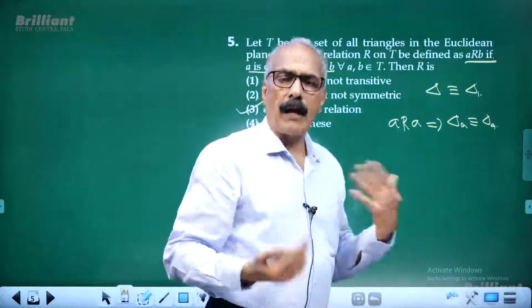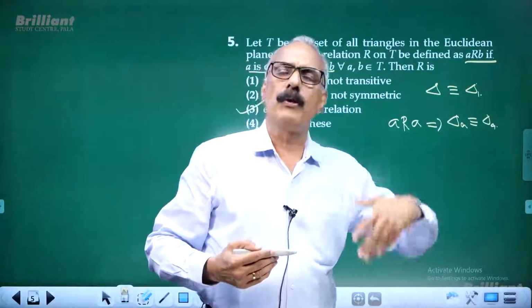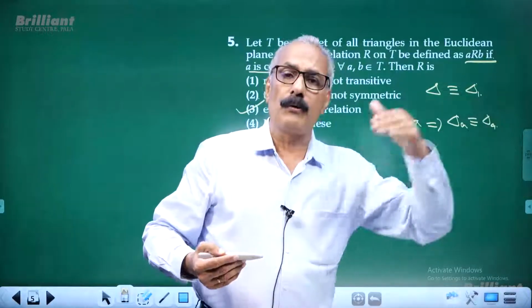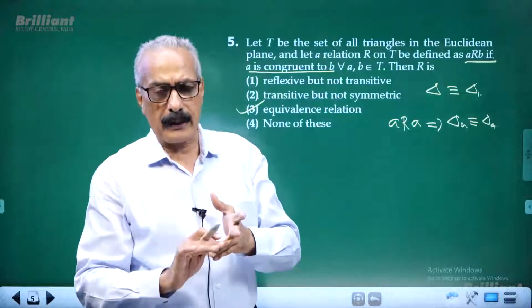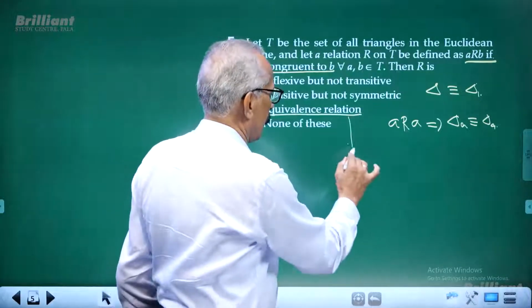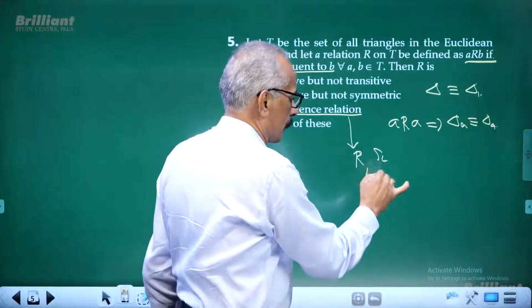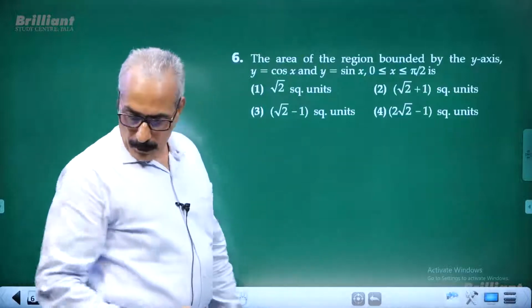So symmetric. Transitive: triangle A is congruent to triangle B, and triangle B is congruent to triangle C. It means A is congruent to what there? Triangle C. So it is reflexive, symmetric, as well as what there then? Transitive. Hence it is an equivalence relation, that is reflexive, symmetric, transitive. Good. On to question number 6.